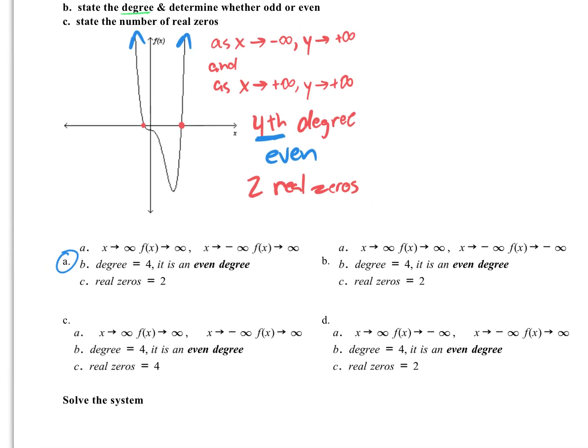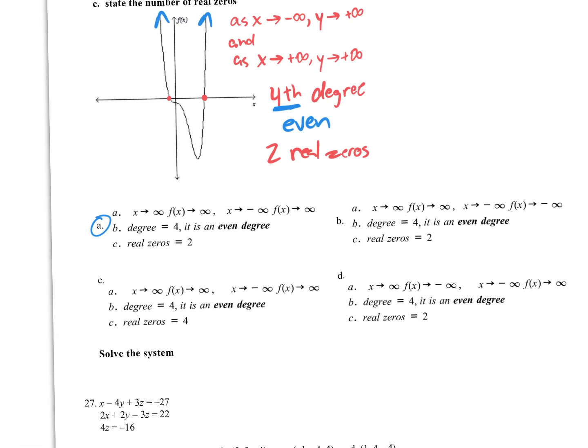Now, if you would have looked at this other one, as you look to the left, it's not going down. As you look to the left, it's going up. That's why that one can't be it. So hopefully this makes sense. Option A is the correct answer.